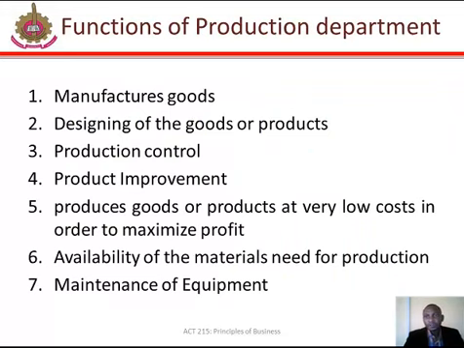Common functions of production departments can be summarized as follows. 1. The production department manufactures goods for the business, which are then sold in order to bring revenue for the business. The production department is also responsible for the designing of the goods or products of the business, which are sold to other businesses or to general public.